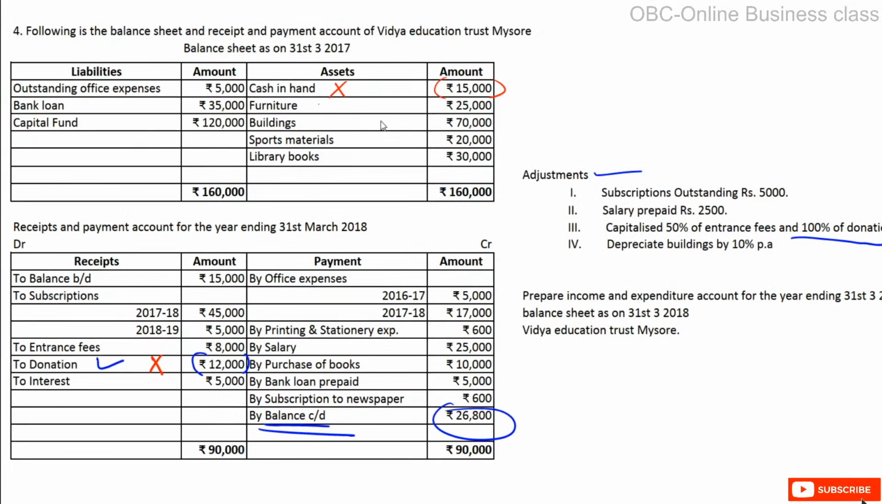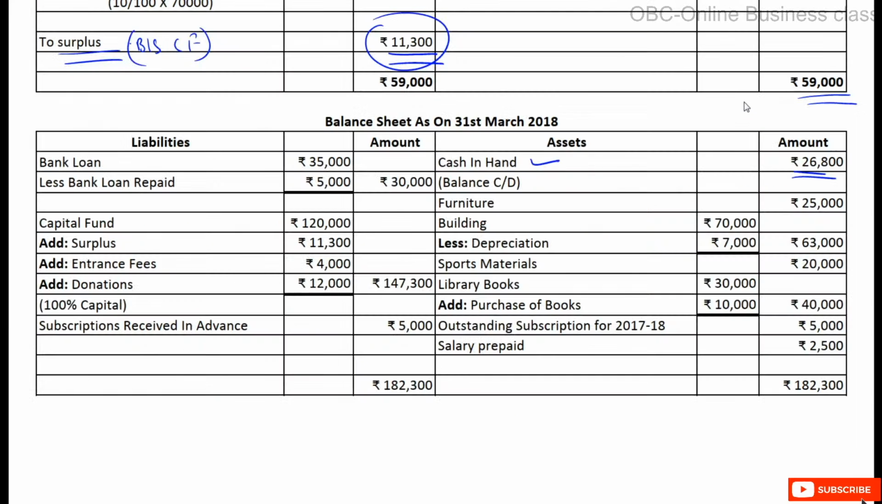Okay, now back to the last year balance sheet. The next item is furniture. So furniture 25,000. Check whether they have any purchase of new furniture. No, they haven't purchased anything yet. So check whether in the adjustment they have any adjustment regarding the furniture. No, then just record as it is. So furniture 25,000 as it is, nothing is going to change.